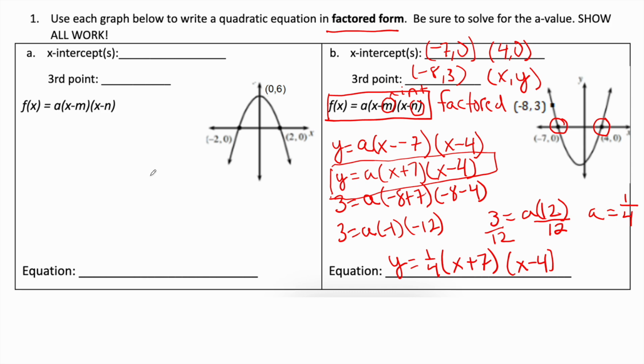Try A on your own. See if you can figure out the factored form and the a value of this quadratic by following along with these steps. So plug in m and n, plug in the third point to find a, and write the whole equation with your x's and y's. So pause the video, try A, and come back to get the answer.